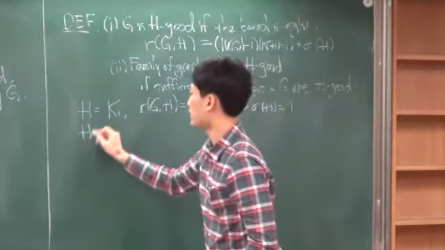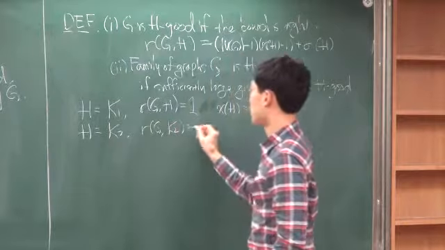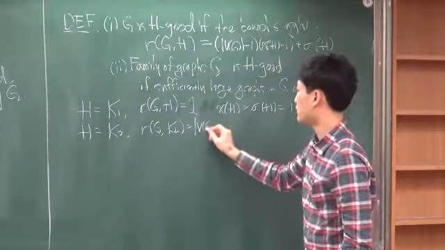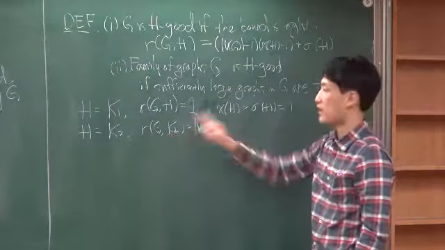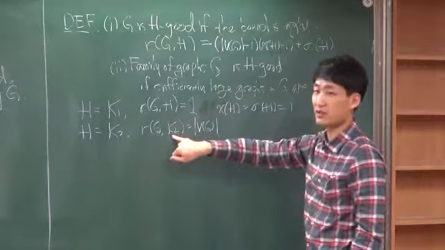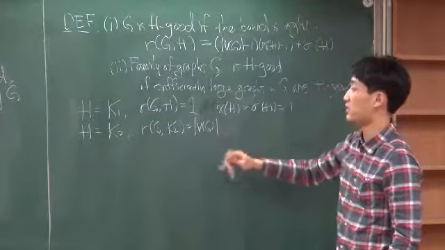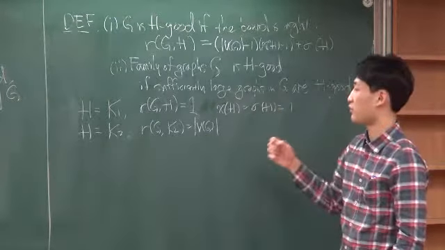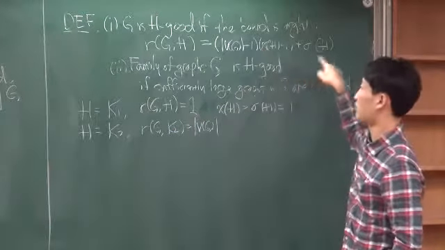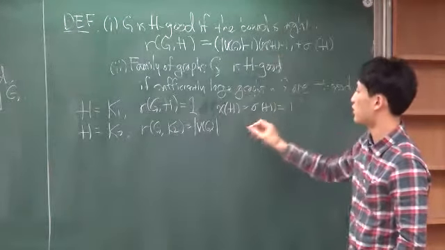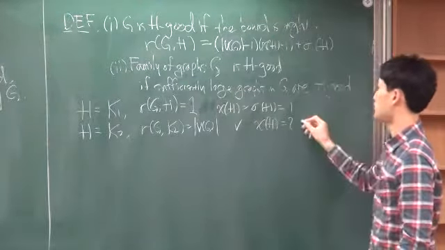And also for H equal to K2, R of G, K2 is the number of vertices of G, because in this case we can never have a blue edge. Just having one blue edge gives a blue copy of K2, so we must have a red clique, and as long as we have the number of vertices of G many vertices, we will be forced to have a red copy of G. And this coincides with this bound because chi of H is equal to 2, and sigma H is equal to 1.